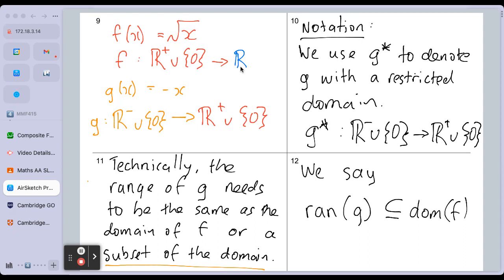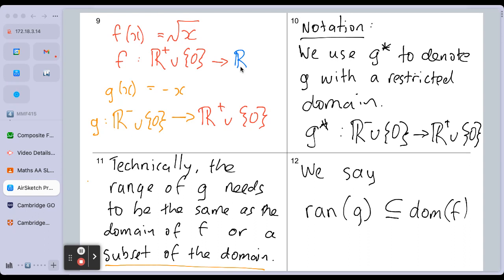I can't remember whether subsets are strictly less than the main set or not, but know that you can definitely have it matching exactly, it has to be the same or a subset. And just a reminder, a subset means every single value or number in this range has to be found inside the domain of F. Every single value in G's range has to be found in the domain of F. Otherwise, you can't work out a composite function.